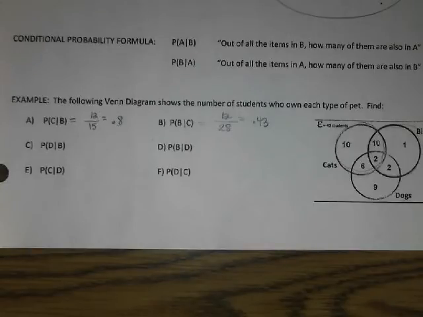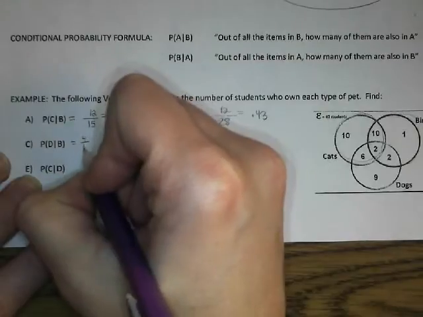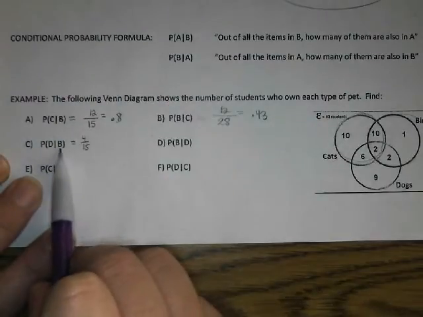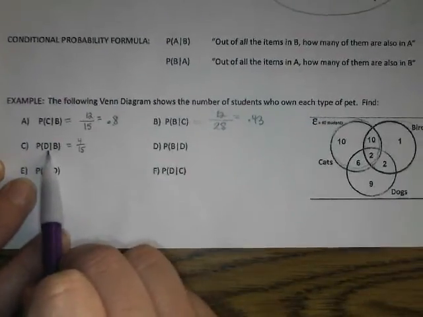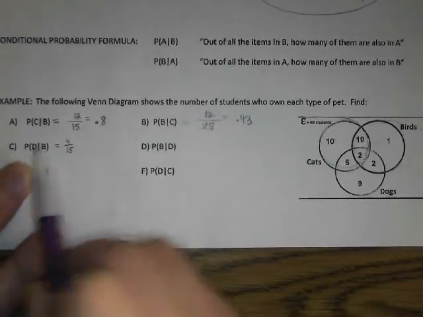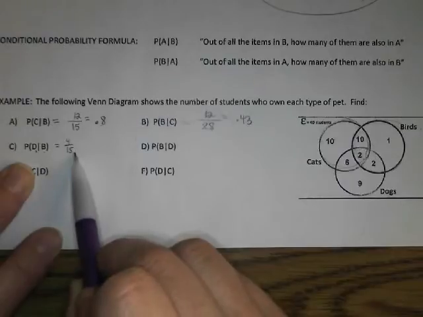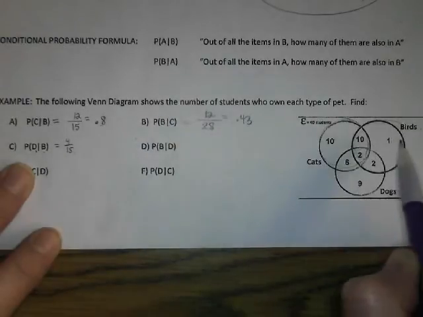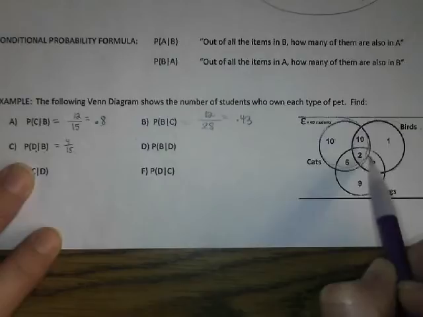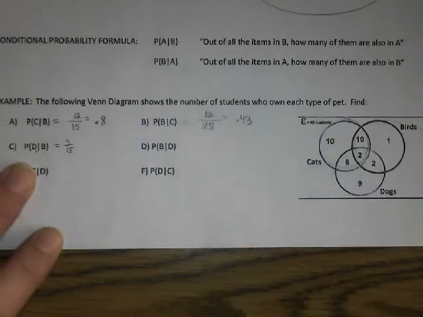Hey, Morgan, what did you get for C? 4 out of 15. So, out of all the bird owners, what's the probability that one also owns a dog? So, in the bird circle, there are 15, so I like her denominator. And out of all of those 15, how many also own a dog? That's going to be these 4. 4 out of 15. Beautiful. Okay? How about D? Did anyone get to part D?